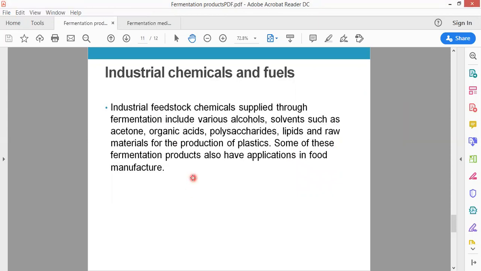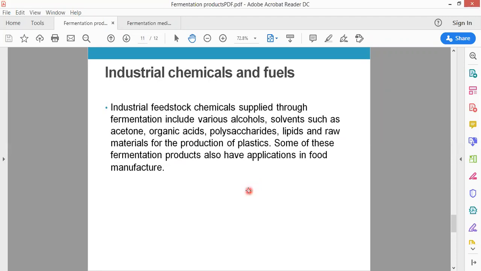Okay, so now let's look into industrial chemicals and fuels. Industrial feedstock chemicals supplied through fermentation include alcohol solvents such as acetone and acetic acid, and raw materials for the production of plastics. And some of these fermentation products have an application in food manufacturing as well, right?